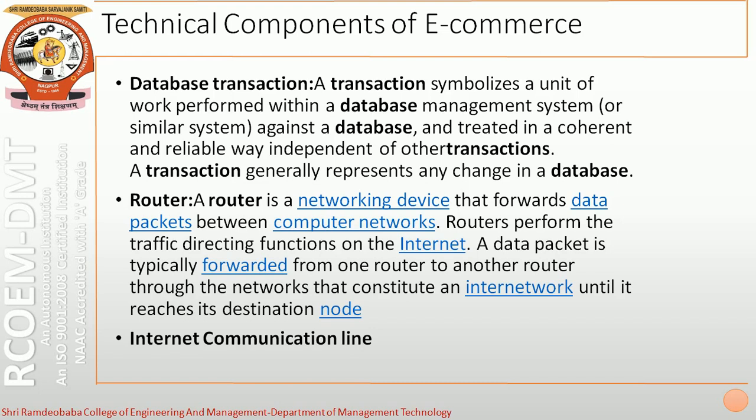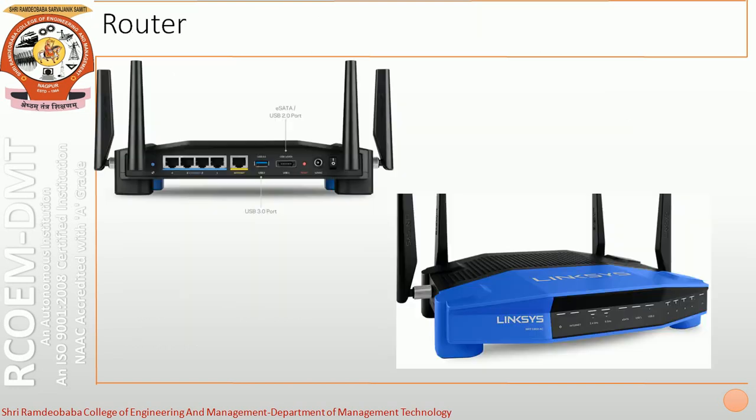Then we have a router, that's a networking device that forwards data packets between computer networks, and a router performs the traffic directing functions on the internet. A data packet is typically forwarded from one router to another router through the networks that constitute an internetwork until it reaches its destination node. And we also must have an internet communication line. In subsequent slides let's have a look at the diagram.